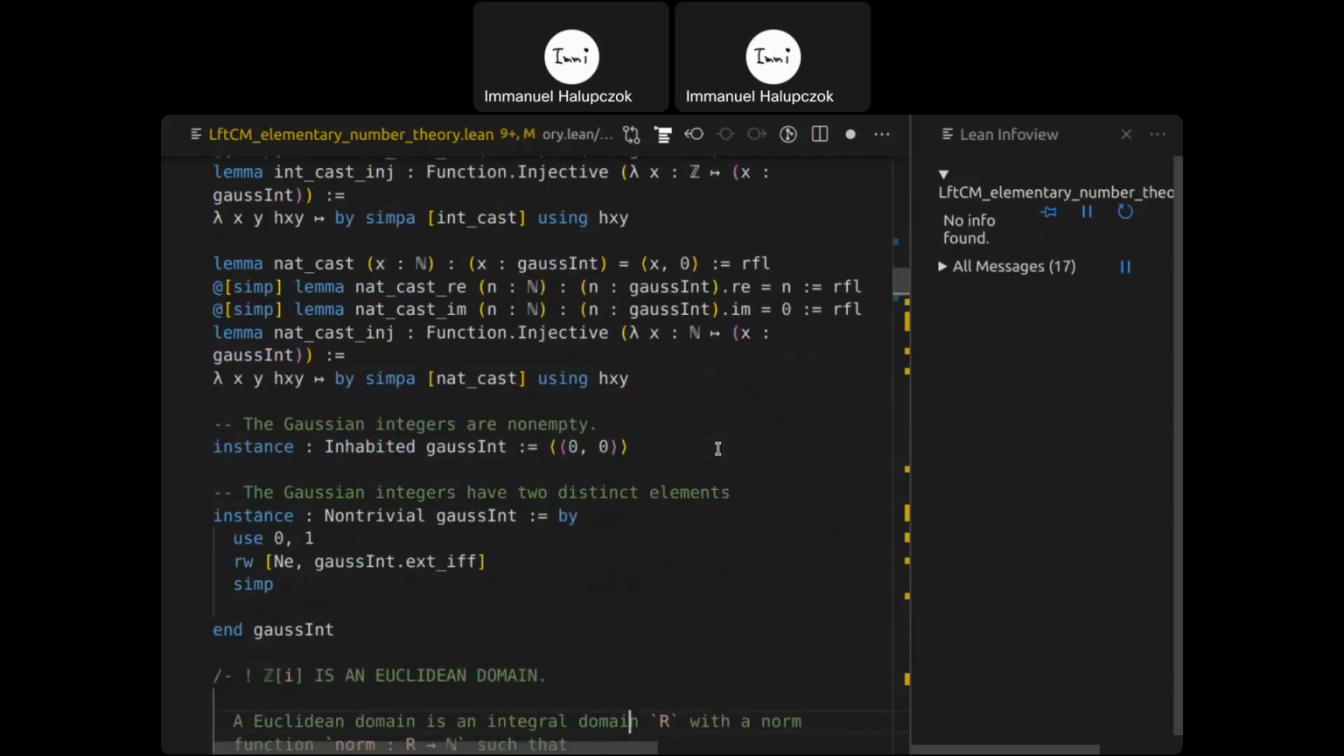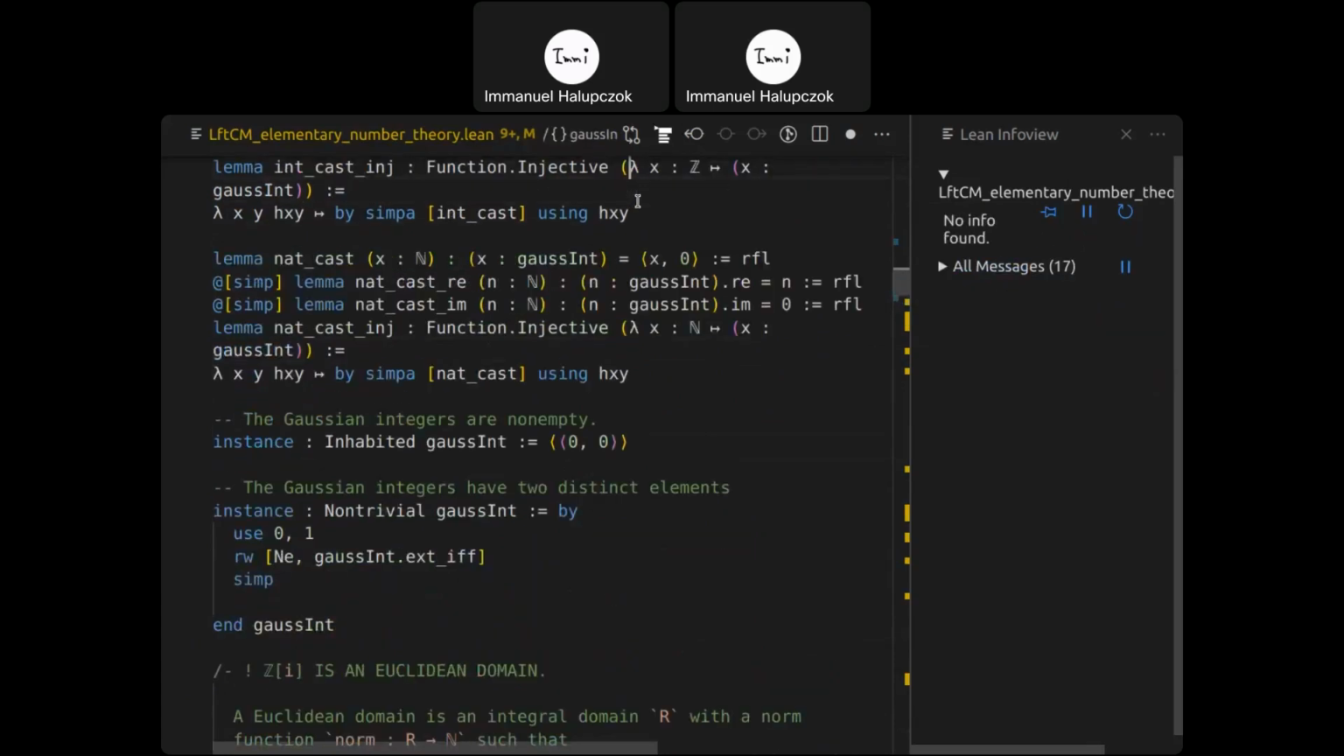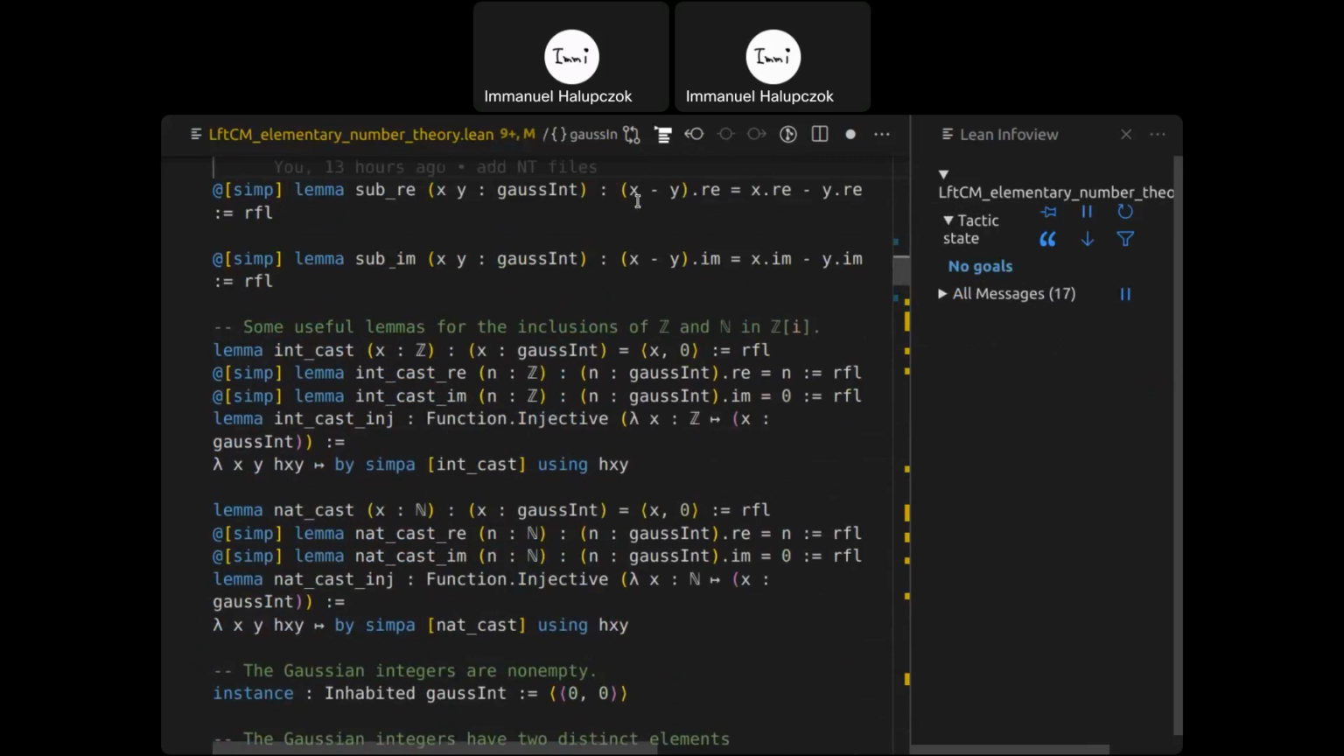Okay. And then some easy things that we prove is that the Gaussian integers are non-empty. Yes. So what would be the goal here? Here?